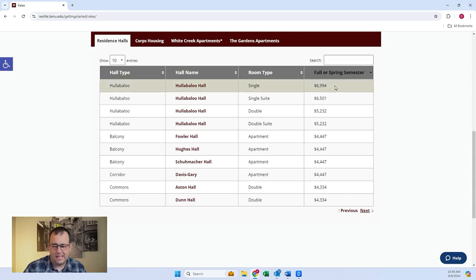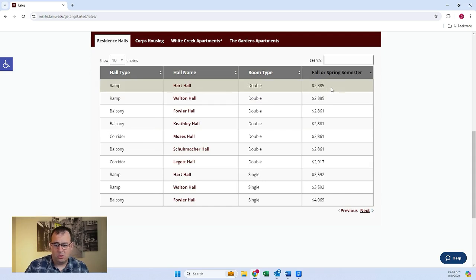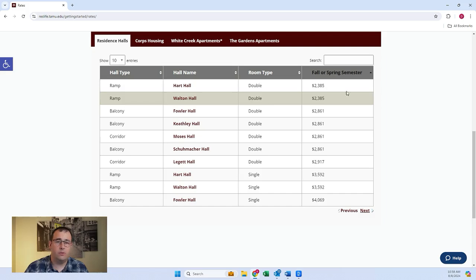So it could be as high as $7,000 a semester, or you can look at a place like Hart Hall with the ramp dorm, double room. You're looking at $2,400 a semester. So, right, $4,800. So huge difference depending on where you choose to live. And this is all on the same campus.